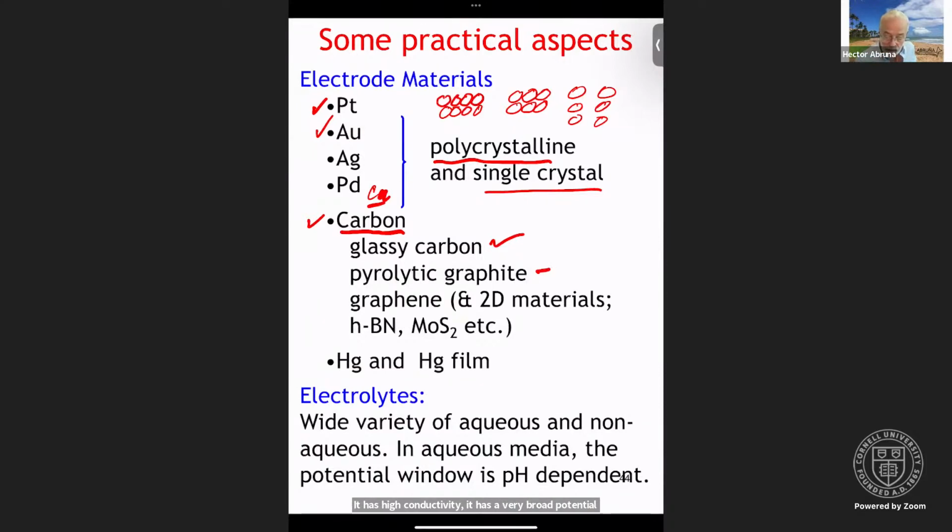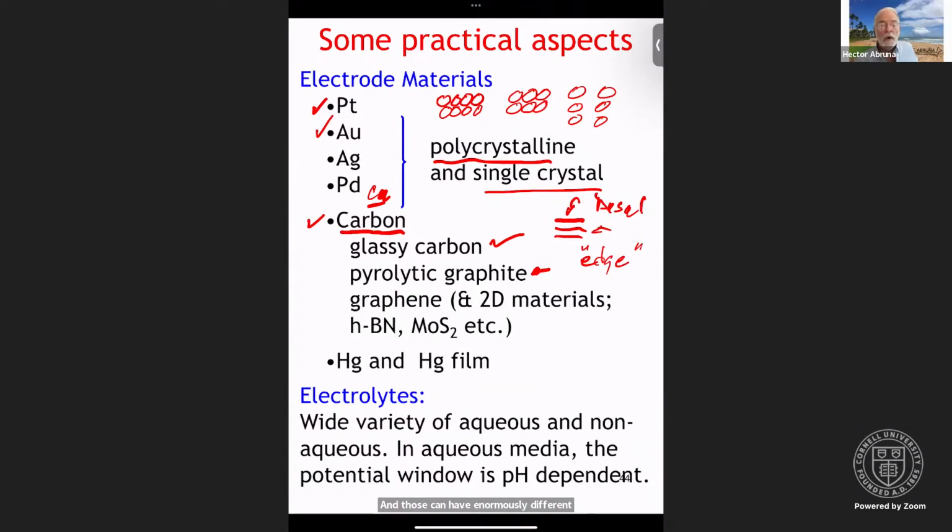Pyrolytic graphite, think of this as a graphite block. The advantage of something like this is that you can mount it and then peel layers and expose a clean layer every time you peel it with things like Scotch tape, to be precise. Pyrolytic graphite, because it's a layered material, one can distinguish between the so-called basal plane or the edge plane. And those can have enormously different reactivity.